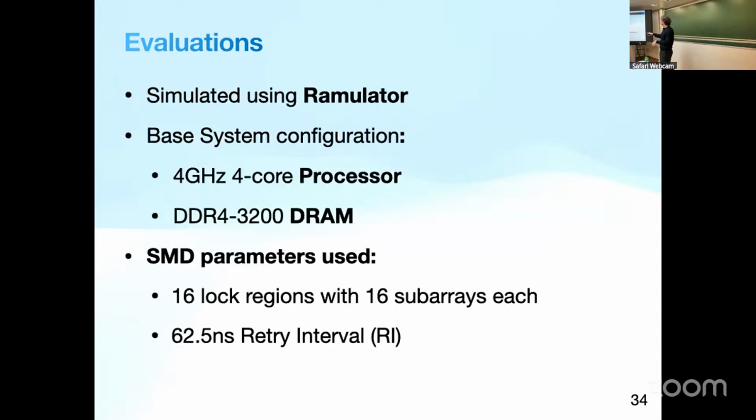Everything was simulated using Ramulator. The base system configurations are a 4 GHz 4-core processor and DDR4 3200 MHz RAM. And the SMD parameters used are 16 lock regions with 16 subarrays each and a 62.5 nanosecond return interval. Those were found empirically through testing.